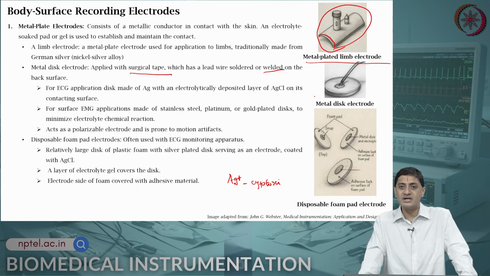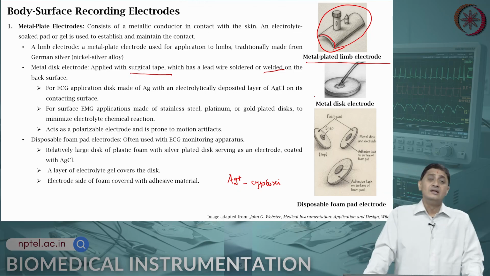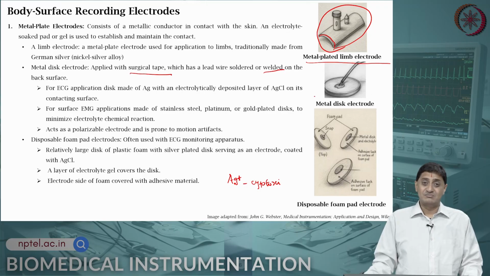So, it usually has an electrolytically deposited layer of silver chloride on the contacting surface, and sometimes it is made of stainless steel. For EMG applications, it might be made of stainless steel or platinum or gold plated discs. Sometimes for EEG, quite often gold plated discs are also used to minimize, because gold being the noblest of noble metals, platinum, gold, there will be minimum reaction, minimum chemical reaction, that is the idea.